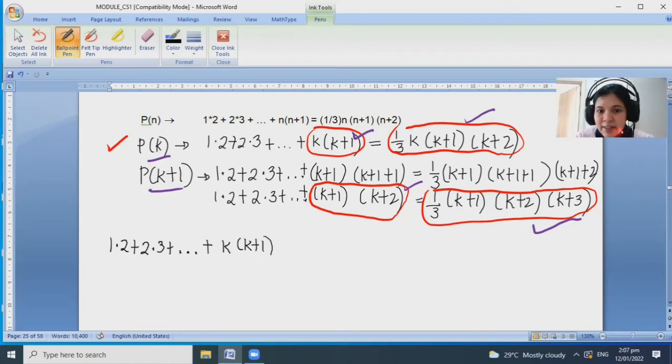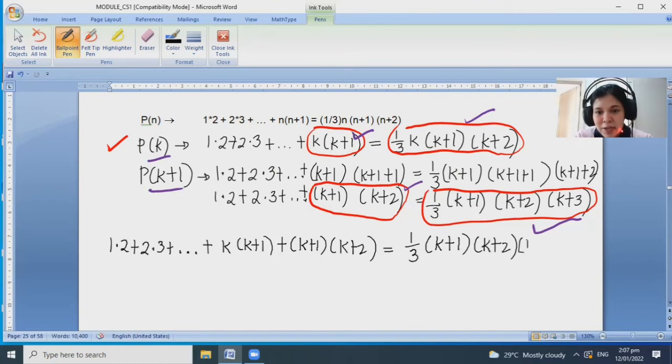O, naintindihan? Galing siya sa P of K. Tapos, ipa-plus mo yung bagong dulo. Galing siya sa P of K plus 1. Yung bagong dulo niya, ito na siya. So, K plus 1 times K plus 2. Siyempre, nagkaroon ng bagong sum. So, doon ka magpo-focus sa bagong sum kasi nadagdagan na siya ng isang number eh. So, 1/3 times K plus 1 times K plus 2 times K plus 3.